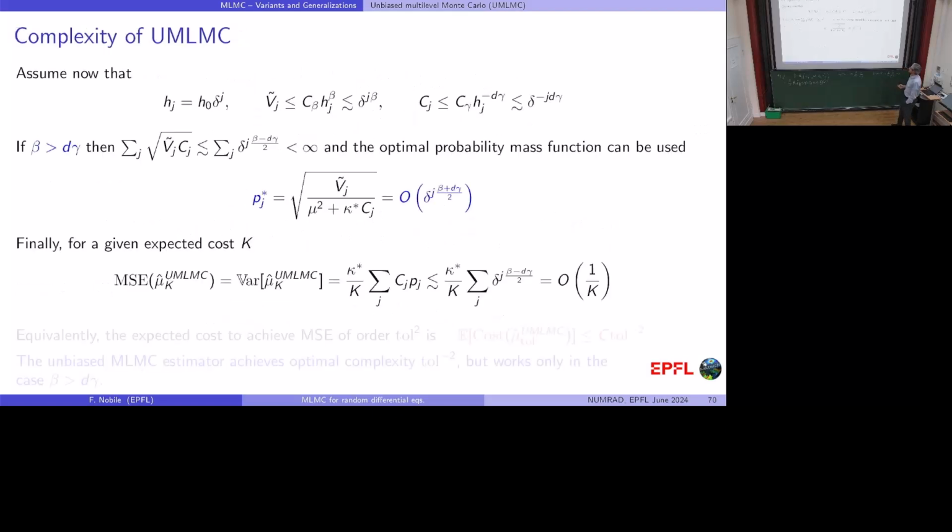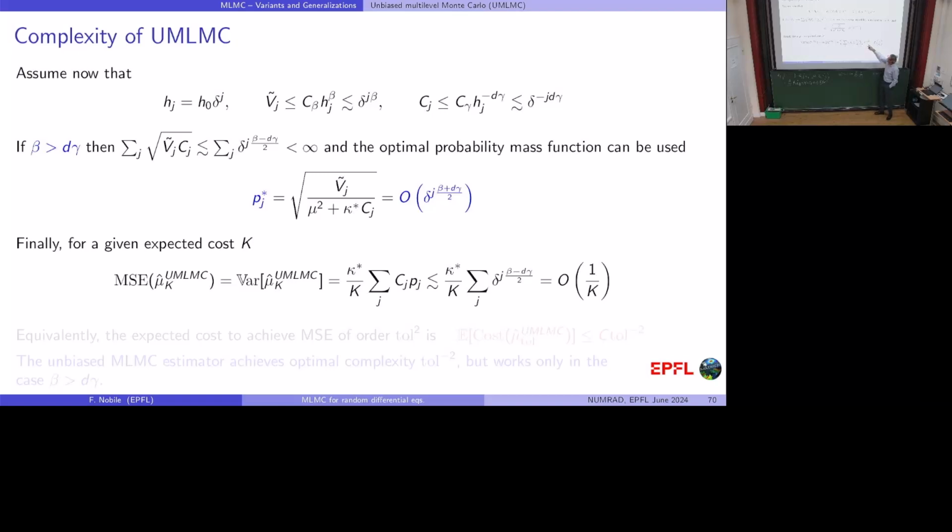Let's see. They put a square here. So if I take this product Cj Pj. Well, it doesn't matter. So I guess there is a square, but it doesn't change the result. So if I take this infinite sum of Cj Pj. What was the Cj again, sorry? Cj is the unit cost to run the simulation on level j, which grows that way. So when I multiply these two, I get again back delta to the j beta minus d gamma over 2.